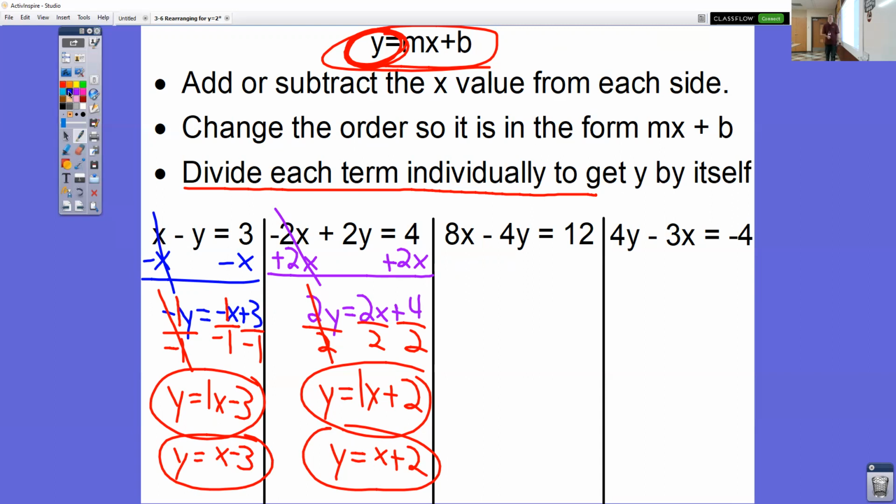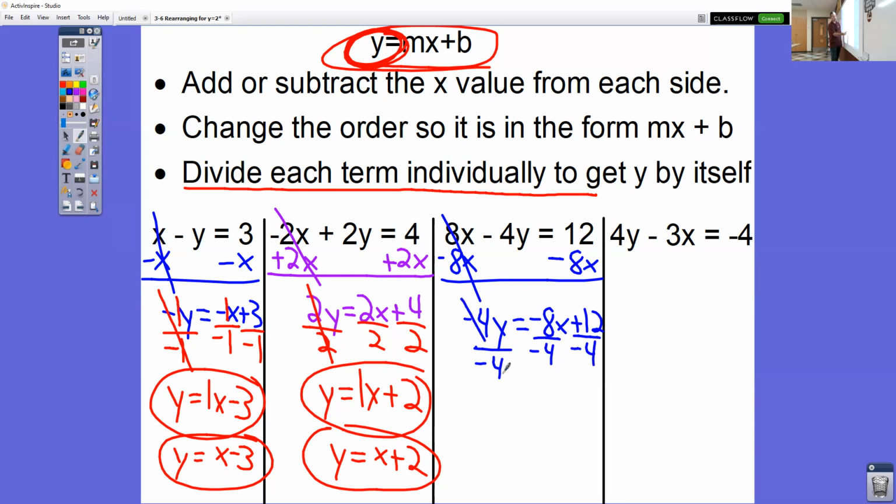Take a look at the third one, trying to get this negative 4y all by itself. We would have to get rid of this 8x first by doing minus 8x and minus 8x. So now we have negative 4y equals negative 8x plus 12 when we flip around the order. This says negative 4 times y. We want to divide by negative 4, divide by negative 4, and divide by negative 4.